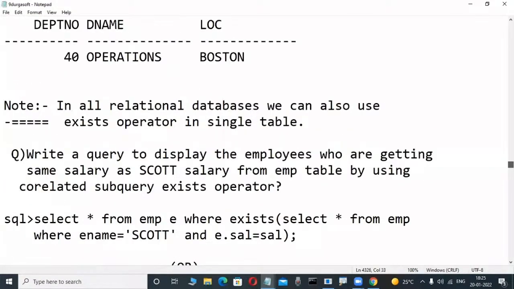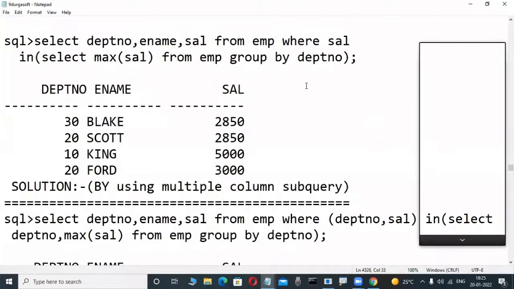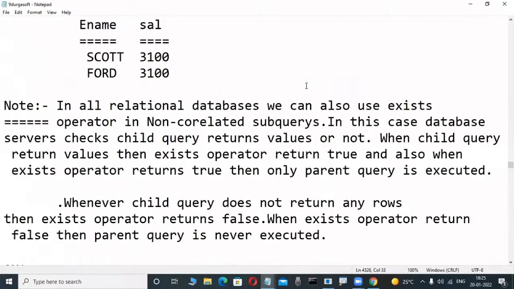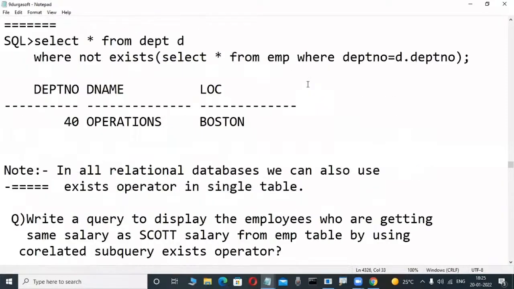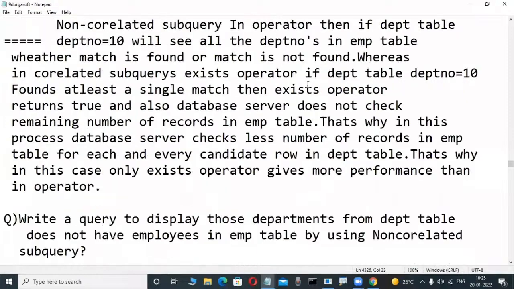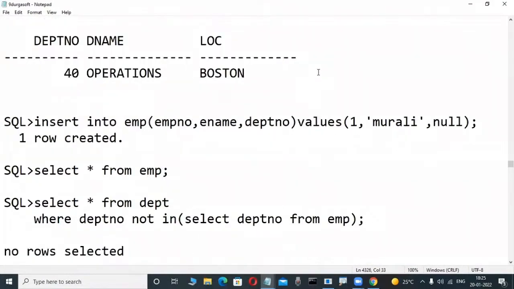Suppose you are attending an interview: display the nth highest salary employee, the second highest salary employee, delete duplicate rows. These types of things are there. Those all the things we are learning in our course only. Some queries are there, and these are all the things we are familiar with.